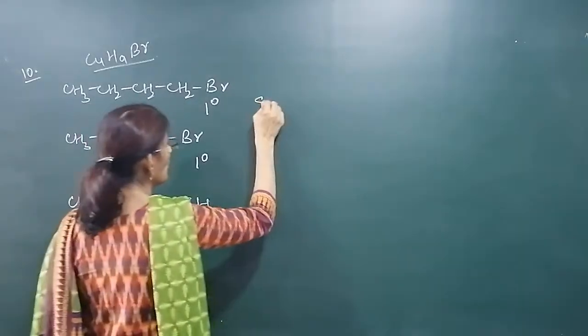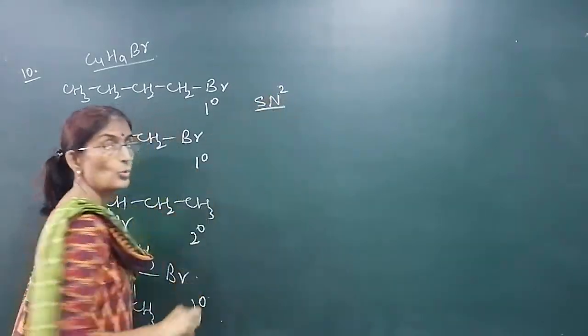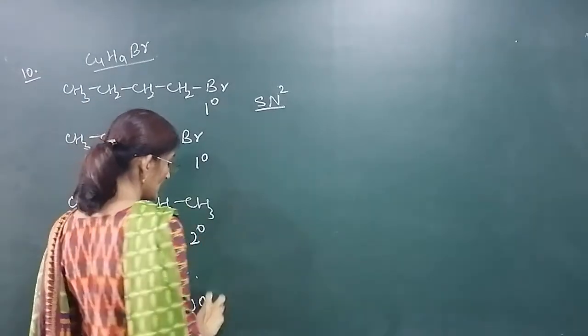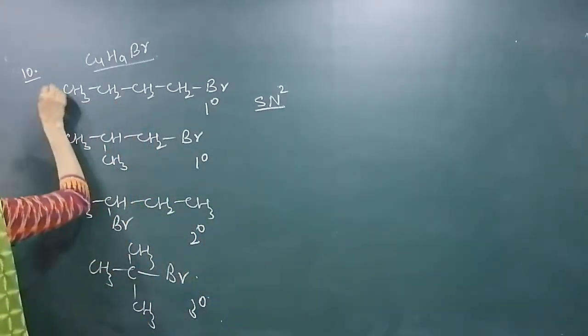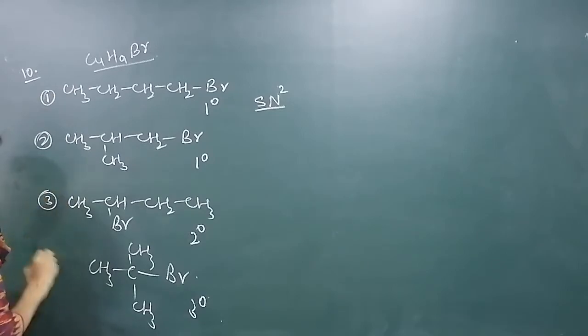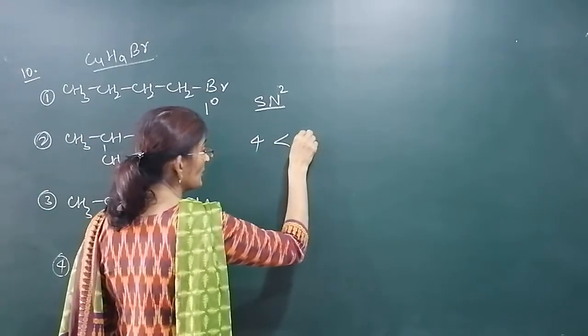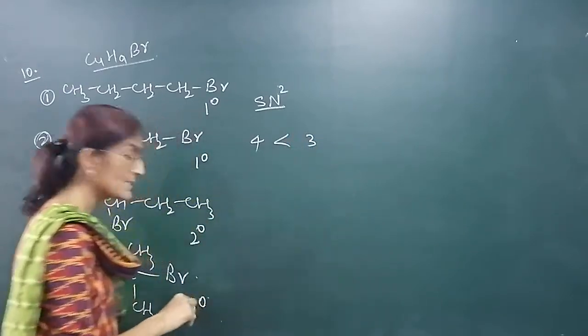Suppose we want to write the order for SN2. Tertiary will be the least reactive. Let me number these 1, 2, 3, 4. This is first, second, third, and fourth. So the fourth will be the least reactive because it is tertiary. After that, the third one because it is secondary.